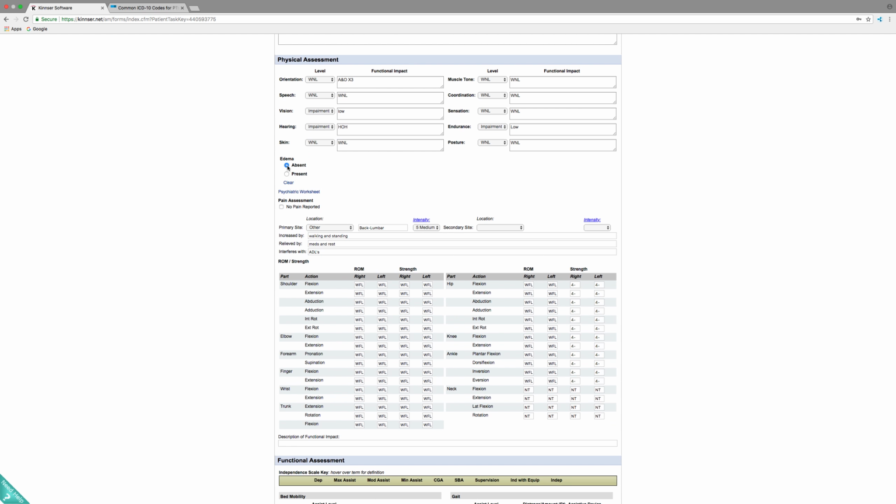Edema, we only have the two options here. Present, if it is present, then it leads into another spot here where it's dependent or pitting, and then location. For a lot of patients, it's absent. So that's the two differences there between the two.